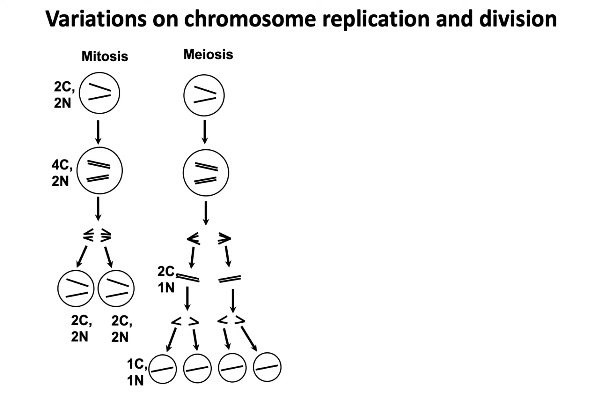So here are the first two. Mitosis, where you start at a 2C2N level. Then during the S phase, build that up to a 4C2N level. Separate the sister chromatids during anaphase. Build up in telophase a new nucleus, and then divide the cells so you have two truly diploid cells at a 2C level of DNA and a 2N level of the number of chromosomes. And you can have haploid mitosis too, starting with 1C1N and winding up with 1C1N.